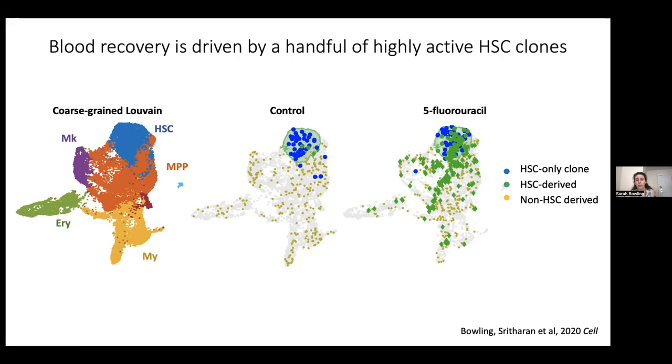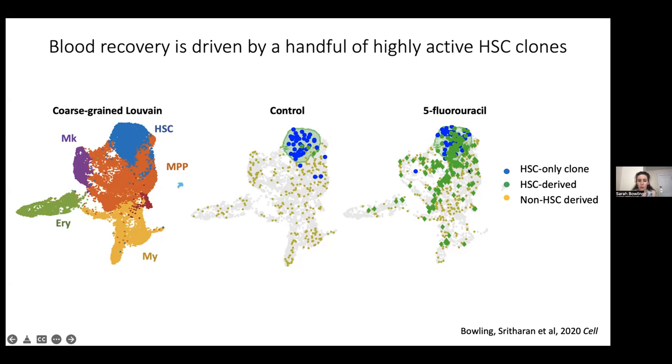And one of the things we were really surprised to see was that rather than all HSCs being responsible for the recovery of the blood system, we found that only a handful of very highly active HSC clones were responsible for replenishing the blood system. And it suggests that there was this clonal bottleneck involved in regeneration of the blood following chemotherapy treatment.